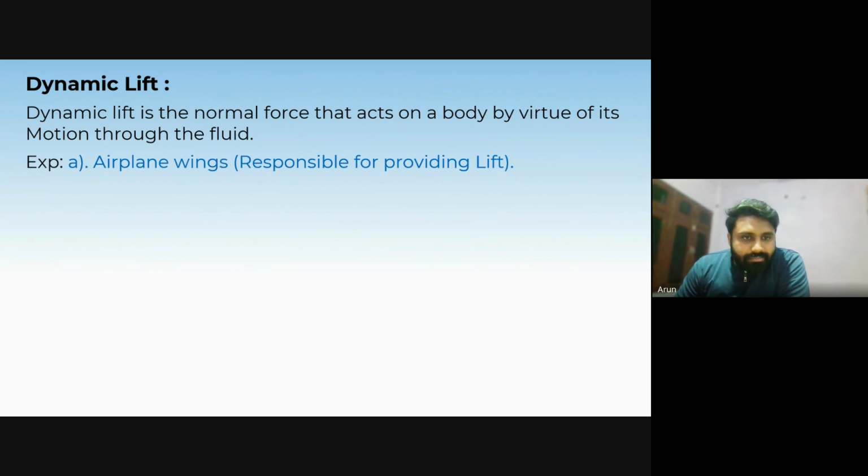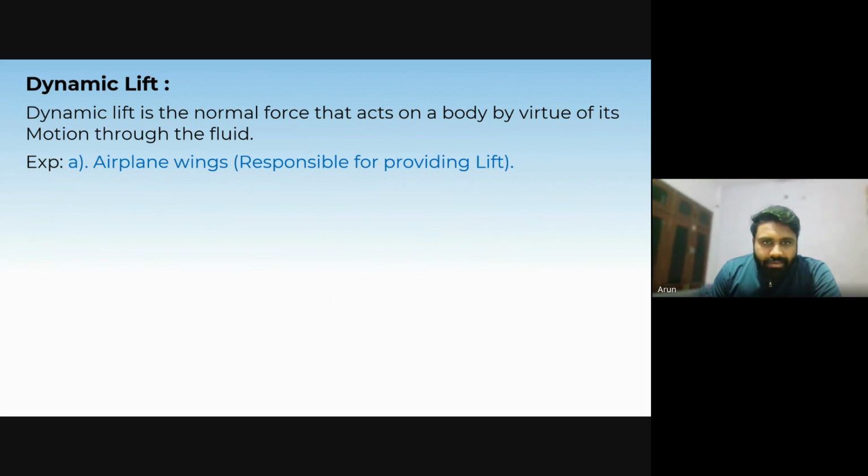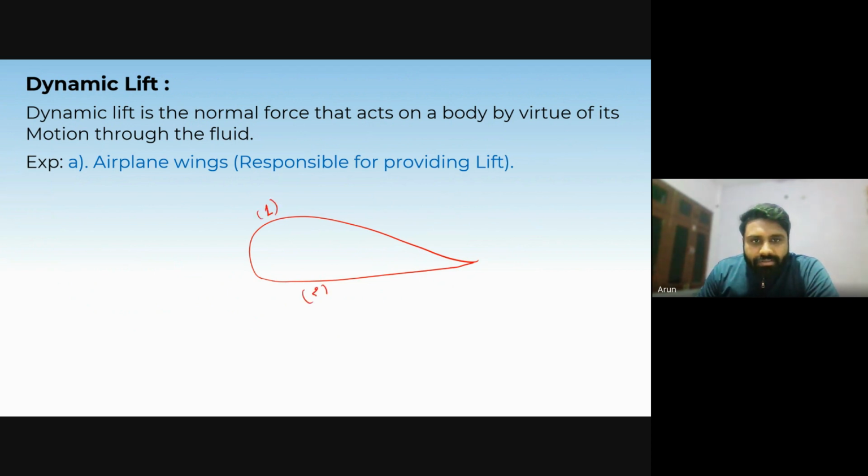So firstly, the airplane wing is responsible for providing this lift. How is the airplane wing acting? This is the airplane wing that we have, seen from the side view. If you look at it, this is surface number 1, this is surface number 2. Got it? The surface area of surface 1 is greater than the surface area of surface 2.